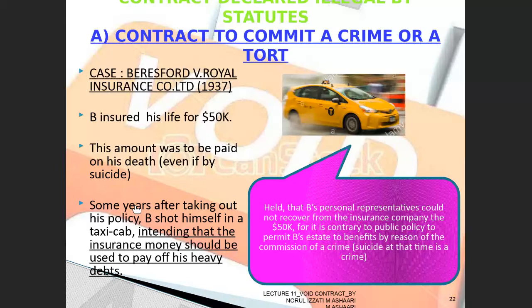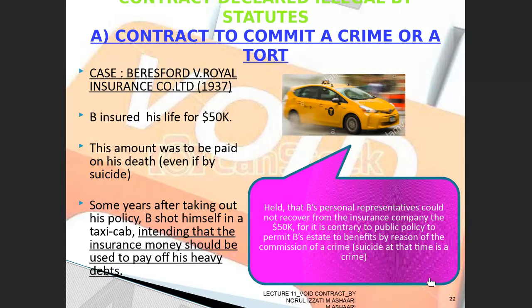Okay, but in this case, it was held in a different way. It was held that his personal representative could not recover from the insurance company the 50,000 that he had insured, because this is contrary to the public policy in that country, which says it is not allowed to benefit people who commit a crime. For example, the action done by B is considered criminal, which means it is not allowed by public policy, or by the law. So the plaintiff is not able to claim the insurance monetary compensation because of this issue highlighted by the judge.